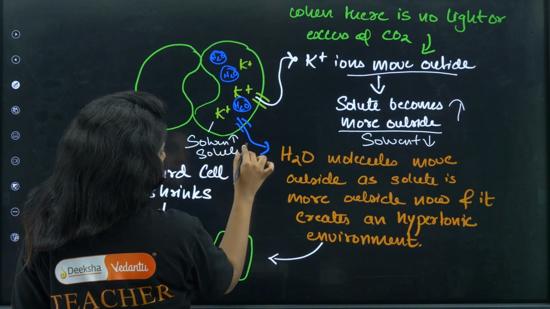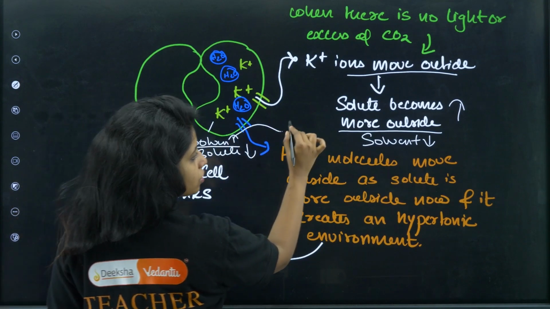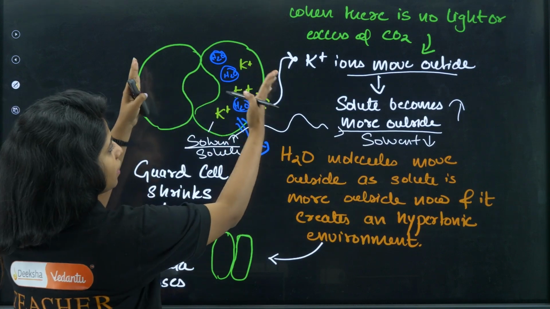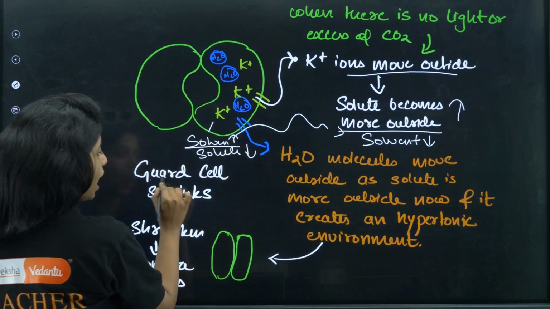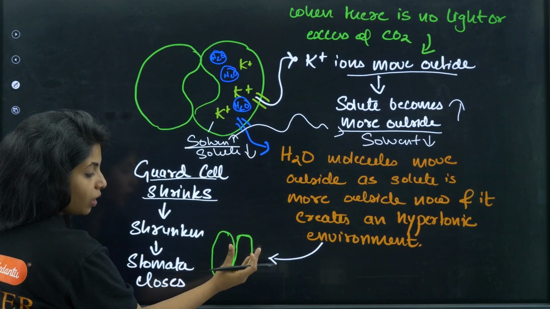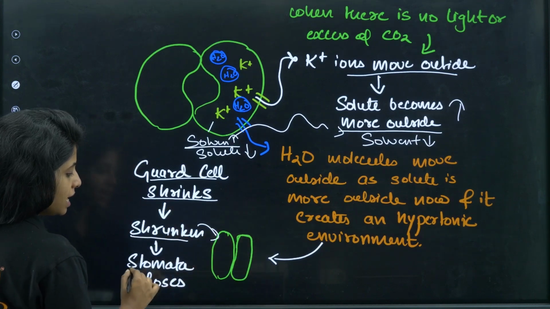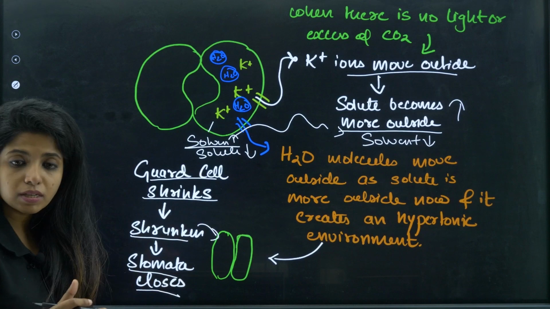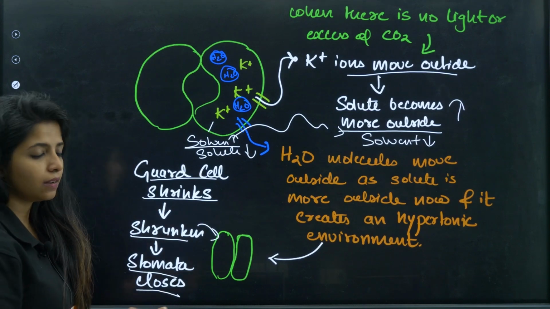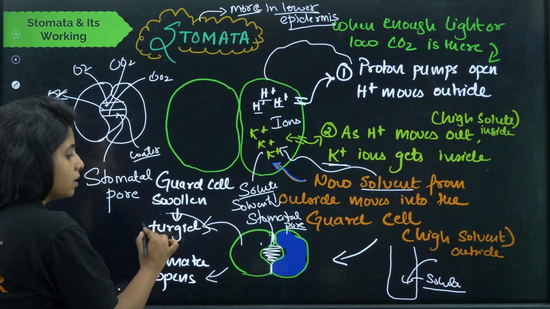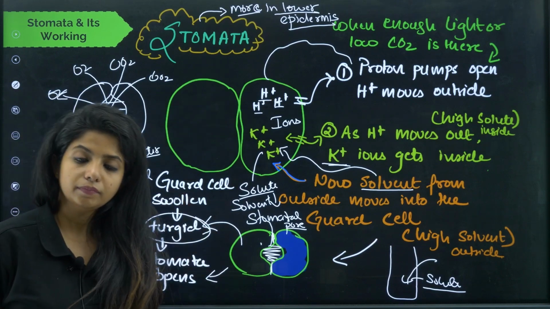Solute is less, so solvent moves from a region of higher concentration to a region of lower concentration, and water is lost. Then they come back again to the normal position. So the guard cells lose water and shrink, which is known as the shrunken state, and the stomata closes. The question is, in which state is the guard cell? It's in the shrunken state. And in which state is the guard cell over here? It's in the turgid state.